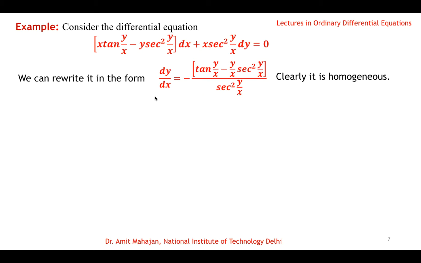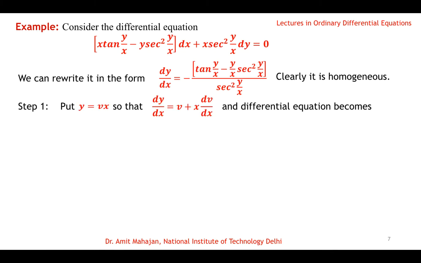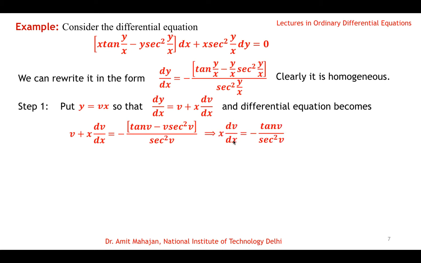So we know how to solve homogeneous equations now. You substitute y is equal to vx, where v is a new variable, and dy by dx will be v plus x dv by dx. Substitute this on the left side, y is equal to vx on the right side. So this becomes tangent of v minus v secant square v over secant square v. Bring this v to the other side, take LCM and simplify the right hand side. So x dv by dx, when this v comes here, minus v, if you take LCM, then minus v secant square v and this plus v secant square v cancel out, so we have minus tan v over secant square v. Now it's a variable separable form.